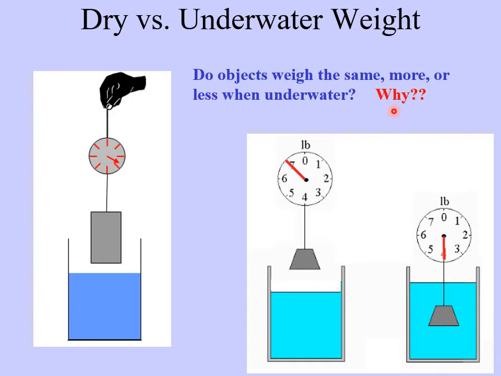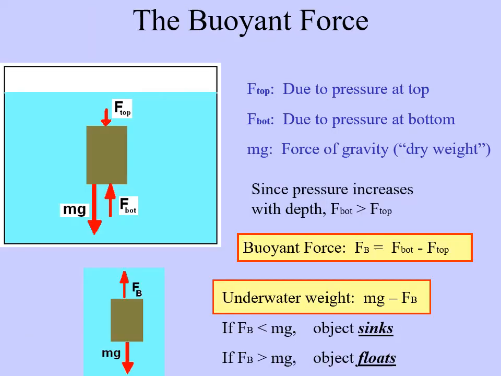Now the question is, why is this? Why does something weigh less underwater? Well, the answer has to do with something called the buoyant force. So to get a grip on what the buoyant force is and what buoyancy is all about, let's consider our object here. Again, this is maybe our piece of metal that we're weighing in the water.